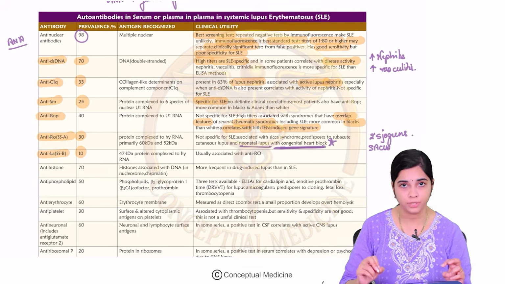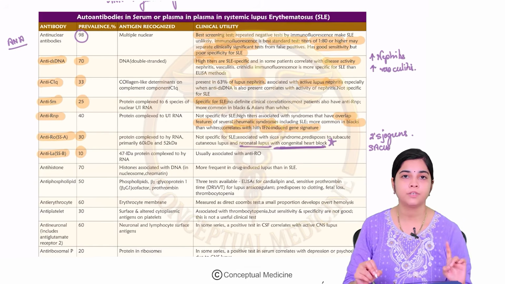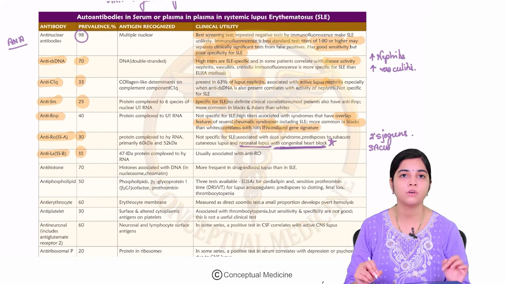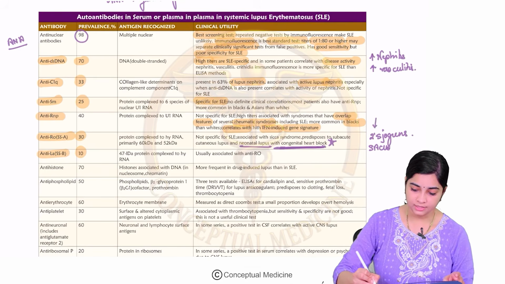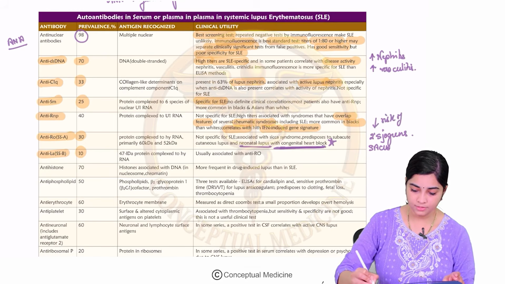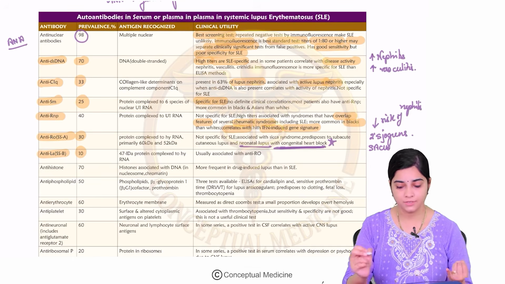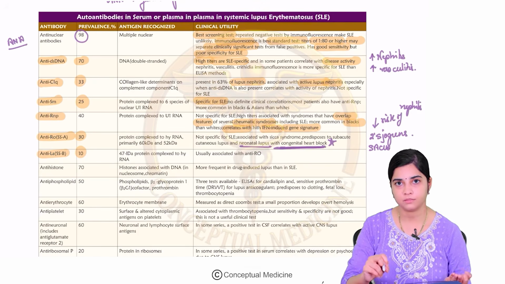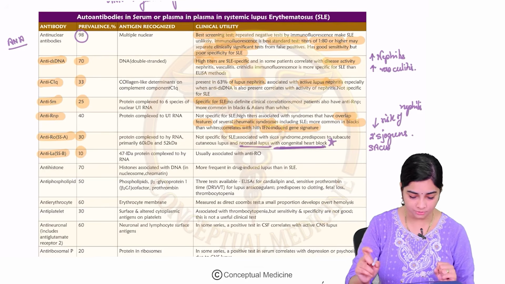Very, very important point. So it predisposes to congenital heart block in infants. So if there is a pregnant mother who has an anti-Ro lab positivity, remember that there is a risk of congenital heart block in the infant. And this is associated with a decreased risk of lupus nephritis. So remember, secondary Sjogren's syndrome, subacute cutaneous lupus, decreased risk of lupus nephritis. So that's about your anti-Ro and anti-La.